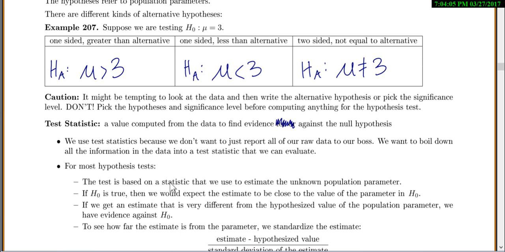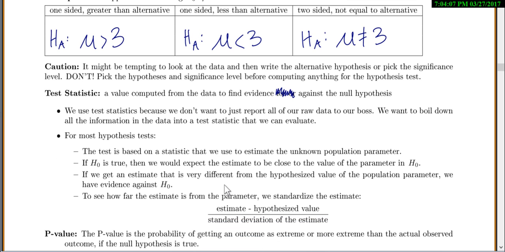For most hypothesis tests, we're going to base our test on a statistic that we use to estimate the unknown population parameter. Okay, and if our null is true, we'd expect our estimate to be very close to the value of the parameter in the null hypothesis. So if we get an estimate that's very different from our hypothesized value, we'd have evidence against the null. And to see how far the estimate is from the parameter, we're going to standardize it. So for a bunch of tests we do, we're going to standardize, and it'll always be your estimate minus your hypothesized value over the standard deviation of the estimate.